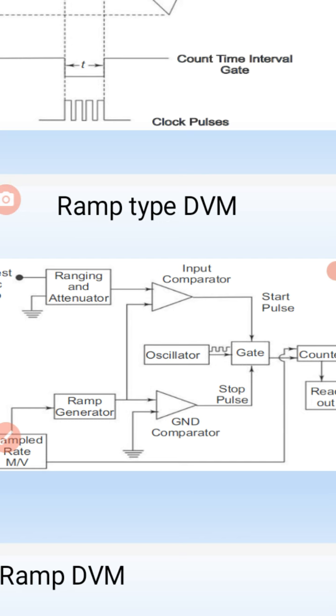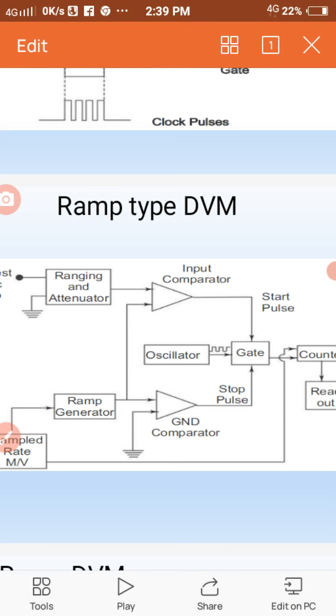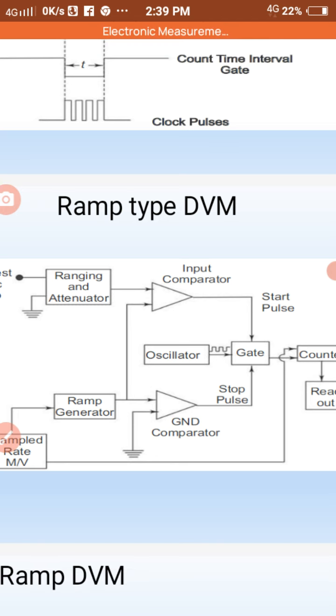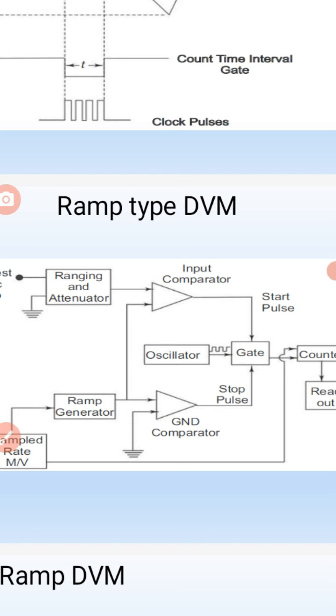If it is a 1 second time period, suppose it passes 10 pulses, 10 oscillator frequencies, then that 10 is nothing but the voltage that has been counted, and that is converted into a counter and it is read out digitally. That means the number of pulses within 1 second is counted as the voltage available at the input side.